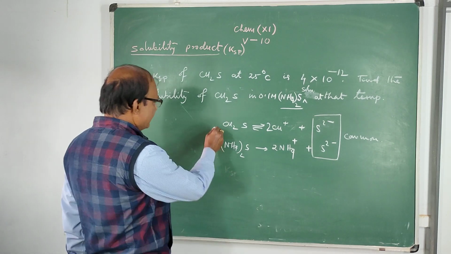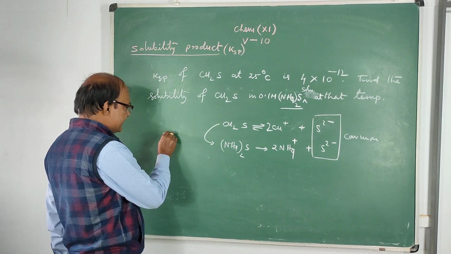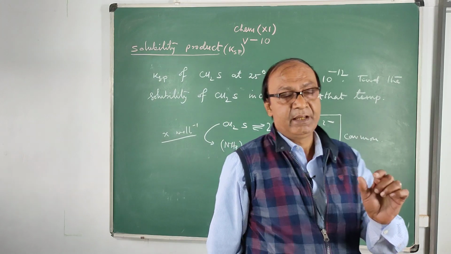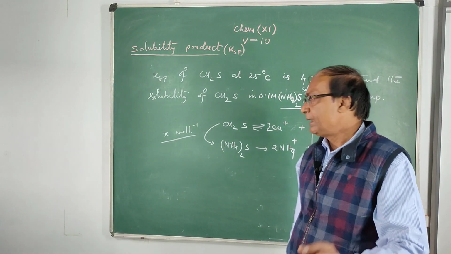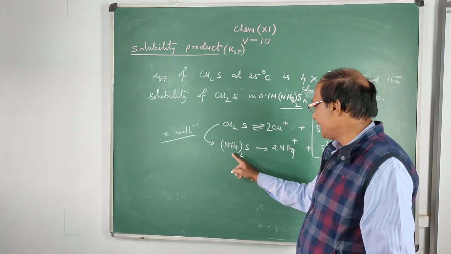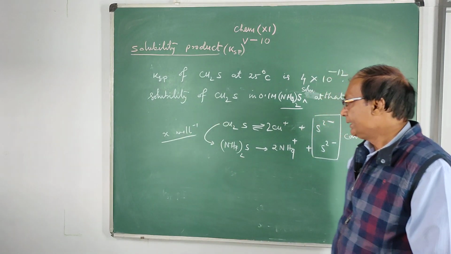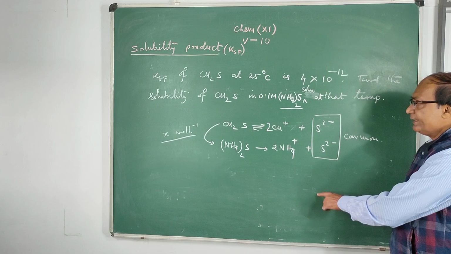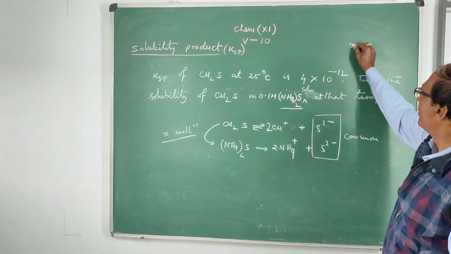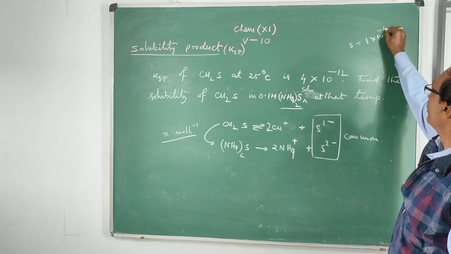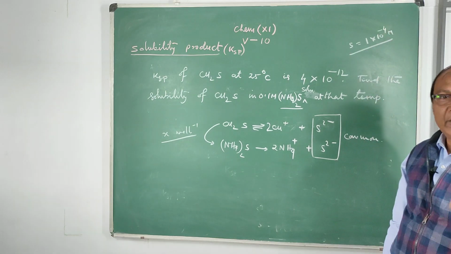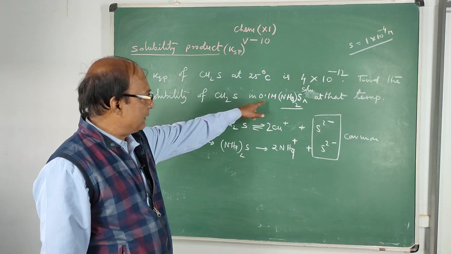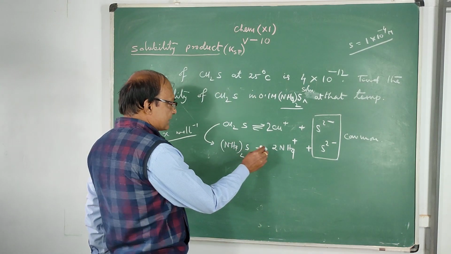Supposing the solubility of Cu2S in ammonium sulfide is X mole per liter. You considered S mole per liter earlier, but change it now, because when you write S, that means solubility in water. We are writing the solubility of cuprous sulfide in ammonium sulfide solution as X mole per liter. Its solubility will be decreased due to the common ion. You have just seen the solubility in water.